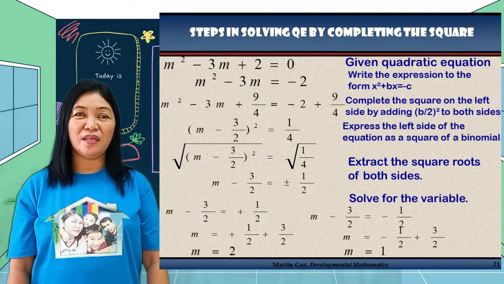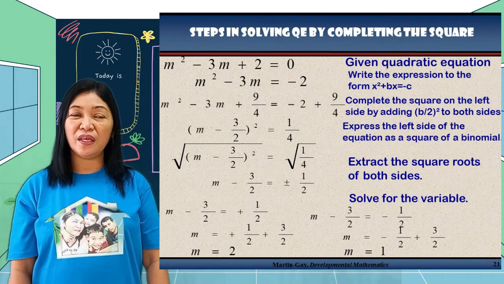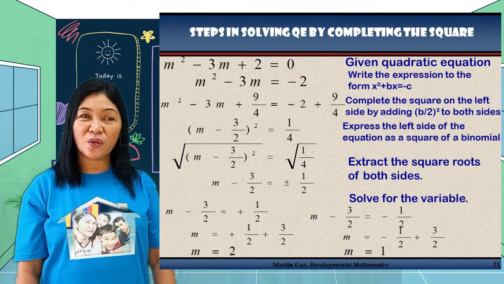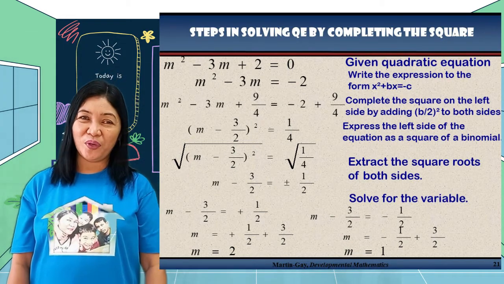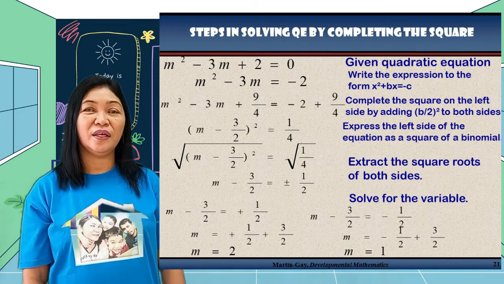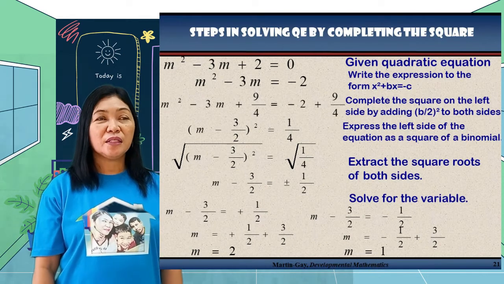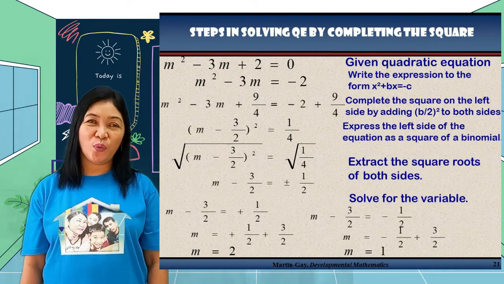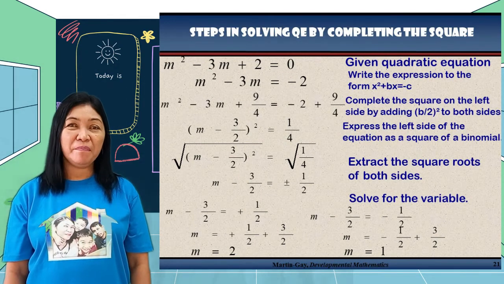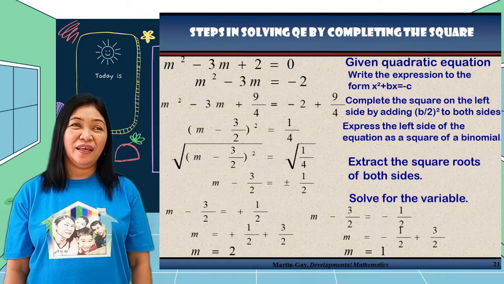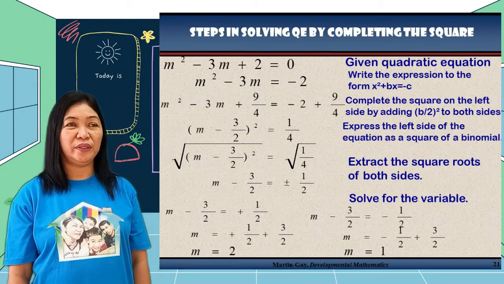Complete the square on the left side. b is negative 3 divided by 2, so the quotient is negative 3 halves. Then, square negative 3 halves. The result is 9/4. That must be added to the other side of the equation. Express the left side of the equation as the square of a binomial. So we have the square of m minus 3 halves. The other side of the equation is equal to 1/4.